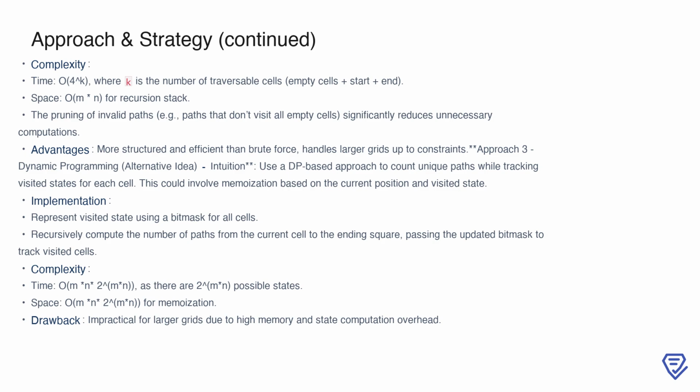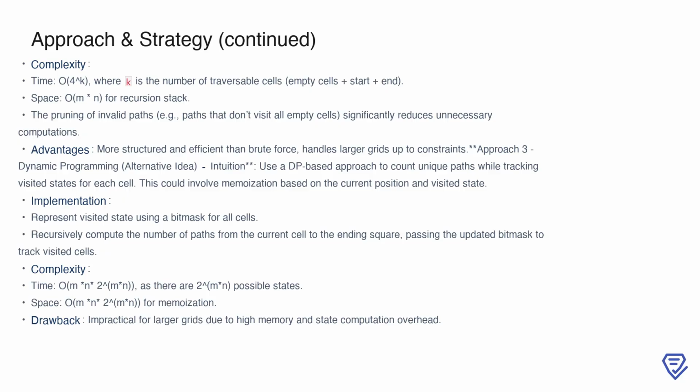The space complexity remains O(m*n) for the recursion stack, where m and n are the grid dimensions. A key advantage here is that the pruning of paths which don't visit all empty cells or become invalid greatly reduces unnecessary computations, making it feasible for larger grids.